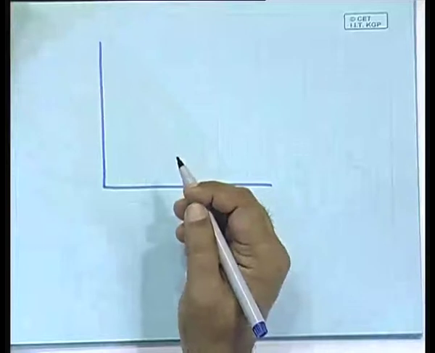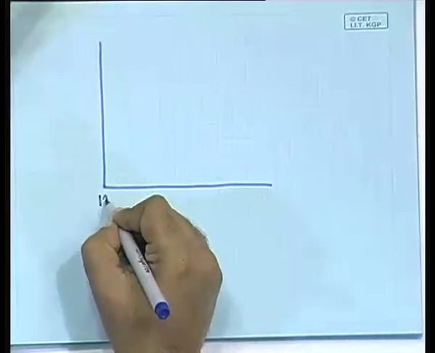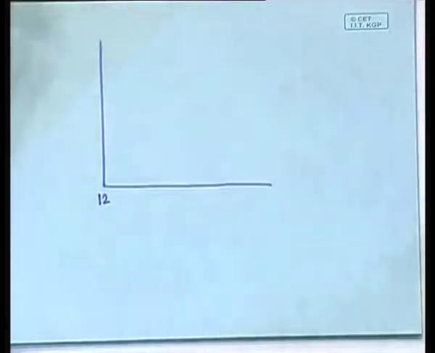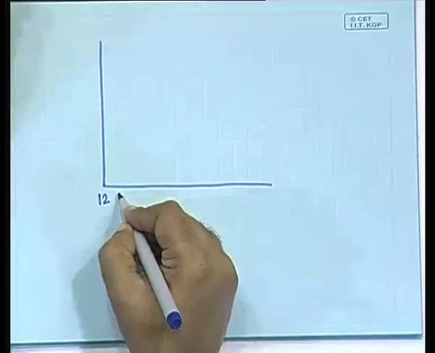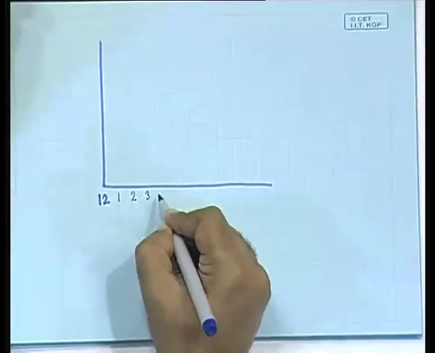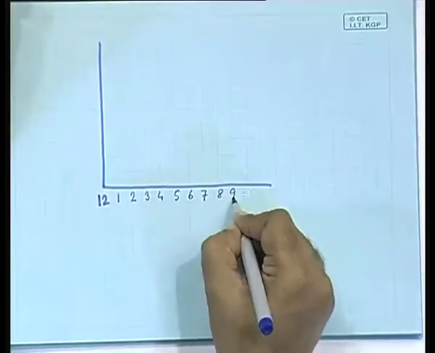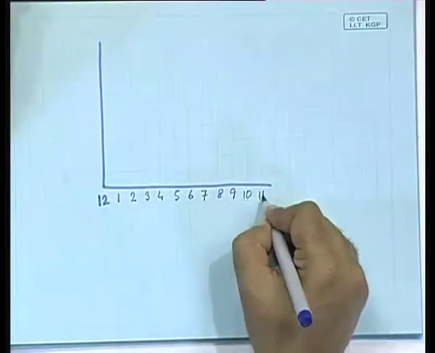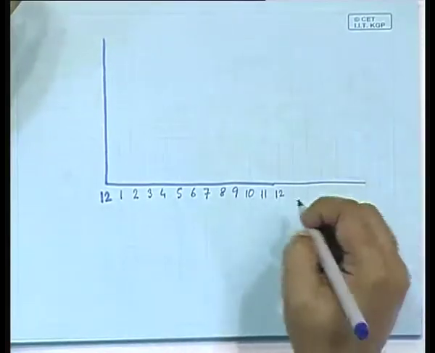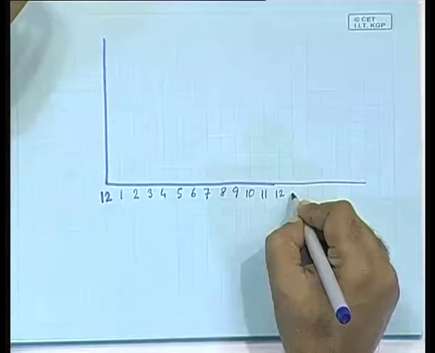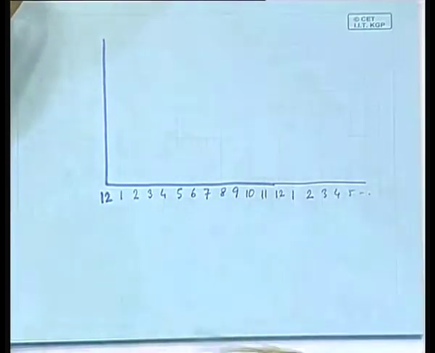Say we start from midnight, and 1, 2, 3, 4, 5, 6, 7, 8, 9, 10, 11, 12. Again the same thing continues, right? You have to plot 24 hours. So 1, 2, 3, 4, all that.